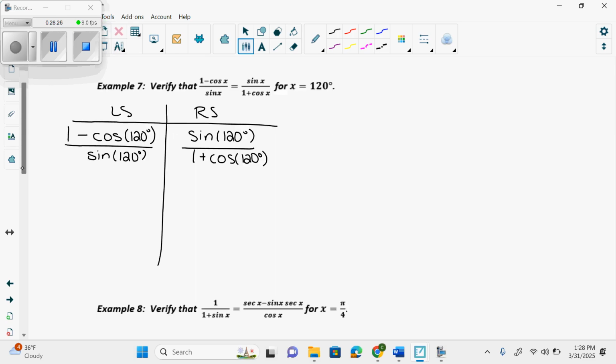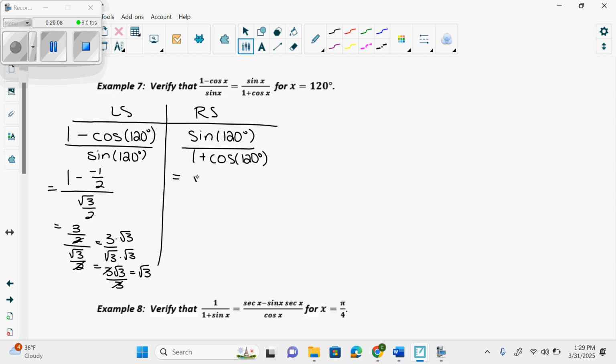So, 1 minus, what's cos 120? Not all answer at once. 1 minus negative 1 over 2. And then sine is root 3 over 2. So we get 1 plus a half, which is 3 halves, over root 3 over 2. These cancel. I'm left with 3 over root 3, which I can rationalize. And then I get 3 root 3 over 3. 3's cancel, and I'm left with root 3.